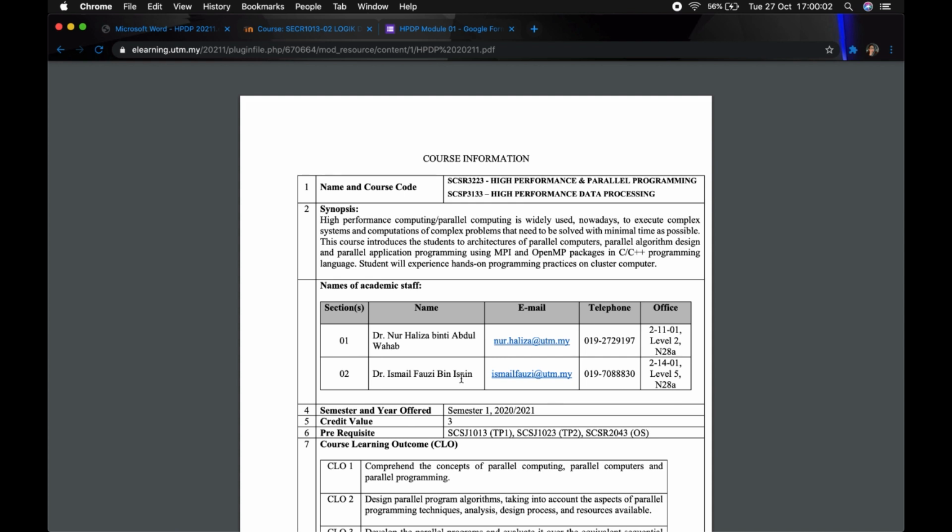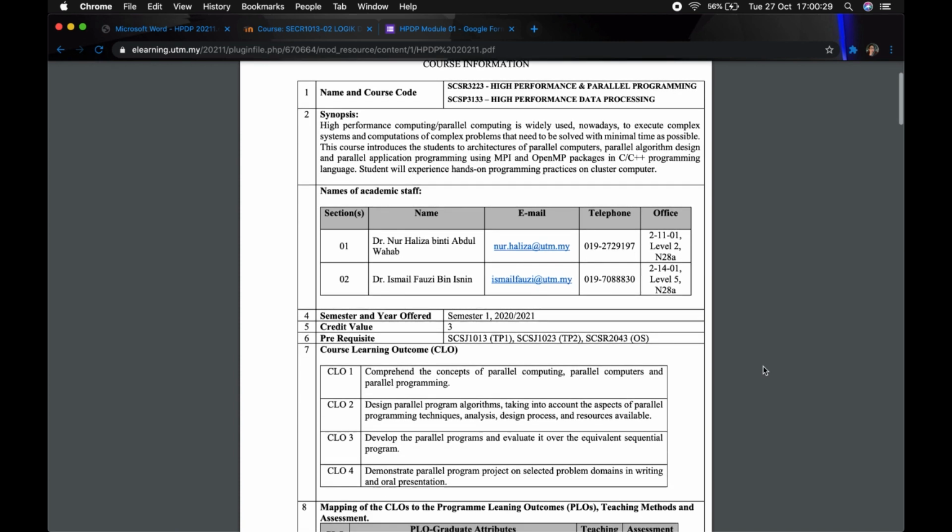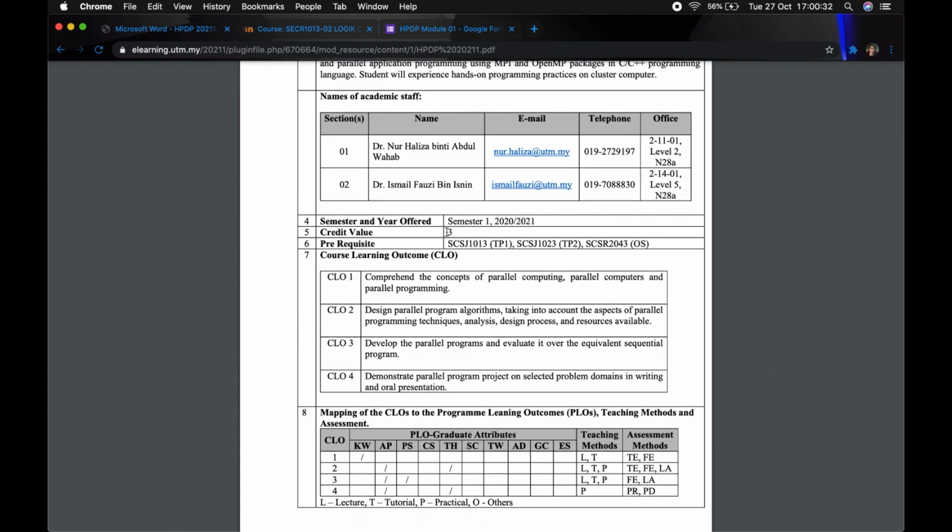On the synopsis, you can read through all of this, what we are going to look into in our subject and so on. Over here there is information about us: our phone number, our email address, and our office. You can just come by or contact us through our email and phone numbers. About this course, our subject is 3 credits, and there are overall 4 CLOs to accomplish for this subject.